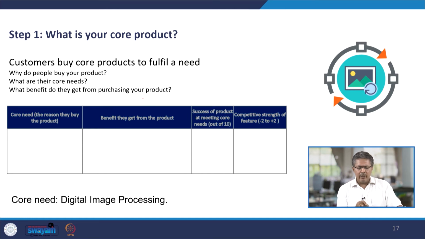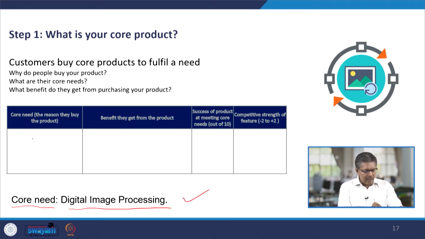So, suppose you are a manufacturer of certain computers or software. Why should a person buy your product? What are his core needs and what benefits will they get by purchasing your product? For example, an example I have taken is that the core need is digital image processing. You must have heard about Adobe Photoshop and similar software, which is something I want to do. So, this is my core need.